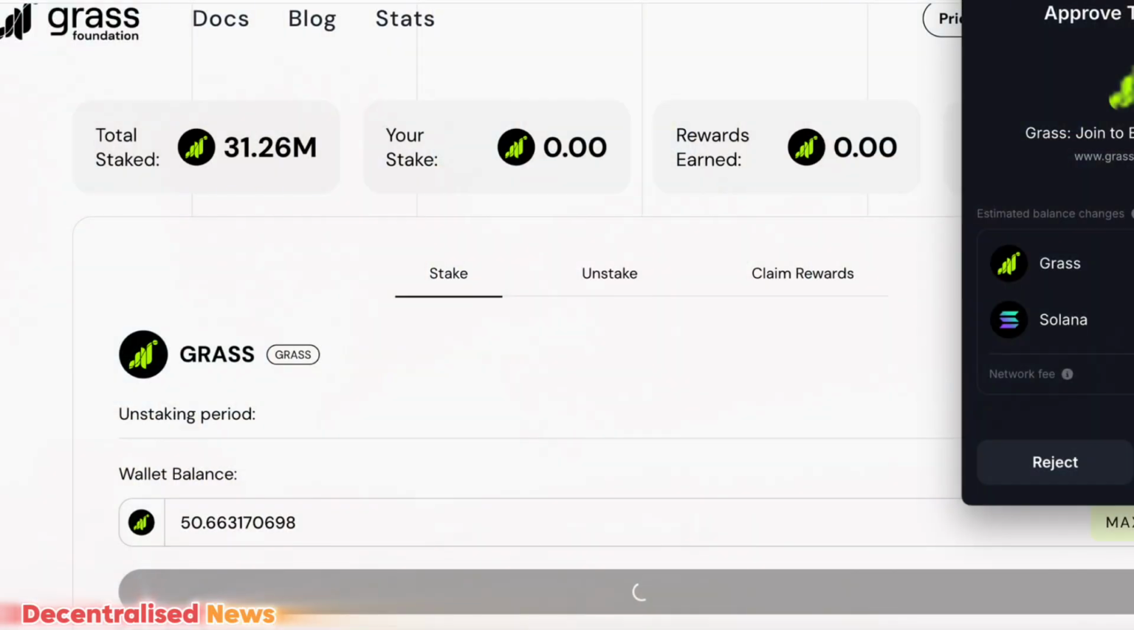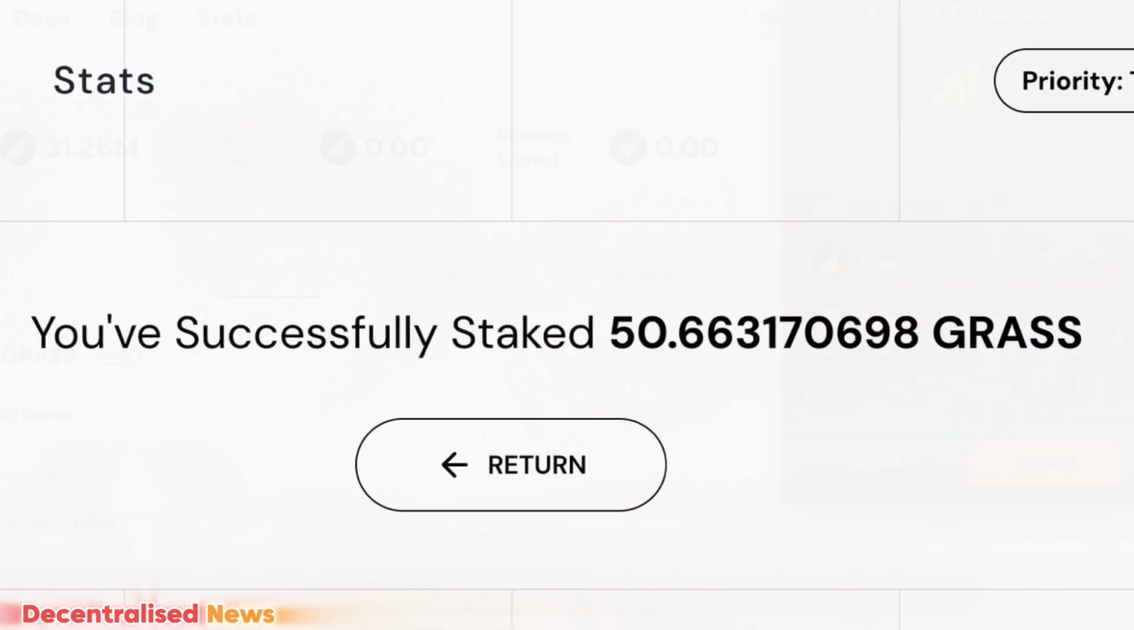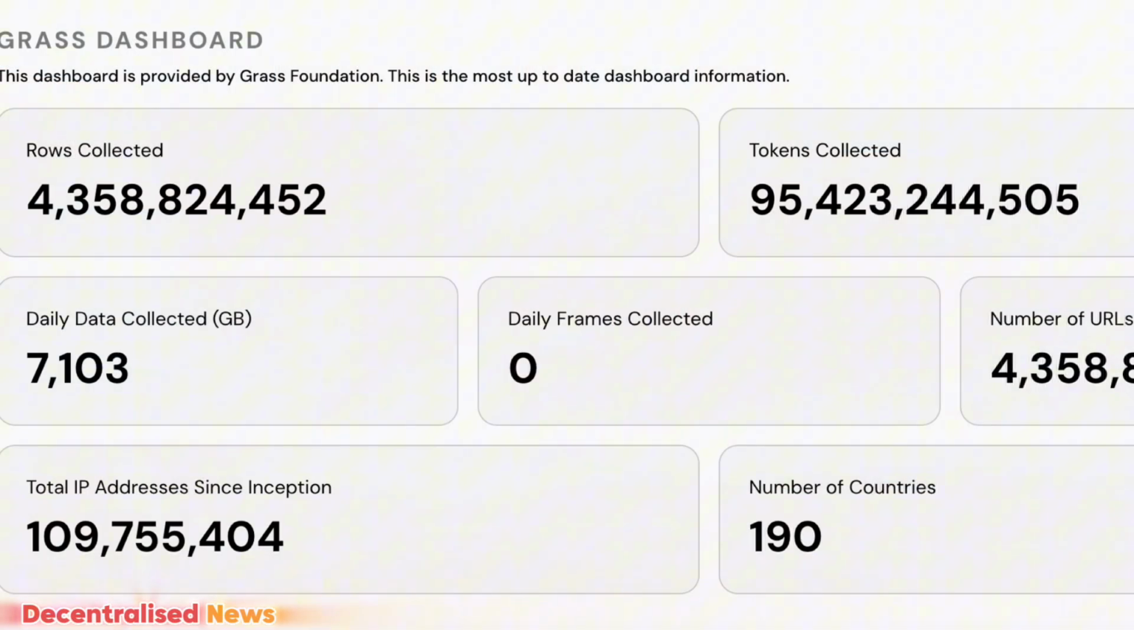So they have a fixed supply of 1 billion tokens. Grass ensures long-term value and transparency. Also in this distribution, they have a good token allocation. Community is going to get 30% for incentives, airdrops and rewards. And the foundation gets 22.8% reserved for ecosystem scaling and network upgrades. And investors and contributors get the remaining tokens distributed to early supporters and co-contributors. So you can also see they've got a nice emissions and circulating supply there.